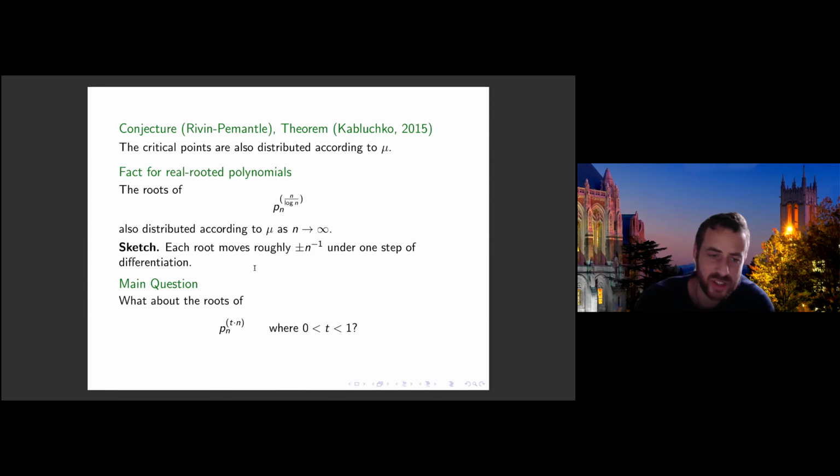So my question was, what happens if I differentiate an amount that's not sublinear? What if I differentiate a polynomial of degree n a number of times proportional to the degree? Here, this is a parameter t between 0 and 1. And the idea is you let n become very, very large, and you ask yourself, what can you say about the behavior of this polynomial? Where are its roots? Again, you can use the Gauss-Lucas theorem to conclude that the roots are trapped inside the original support. So there's something that should exist.